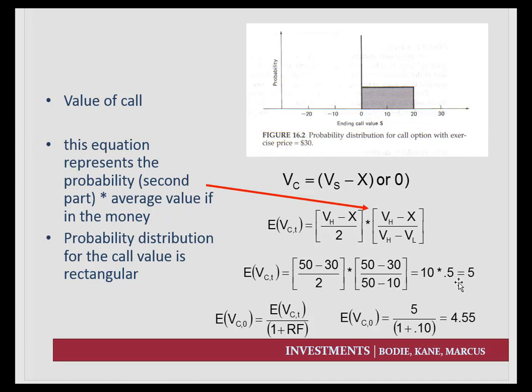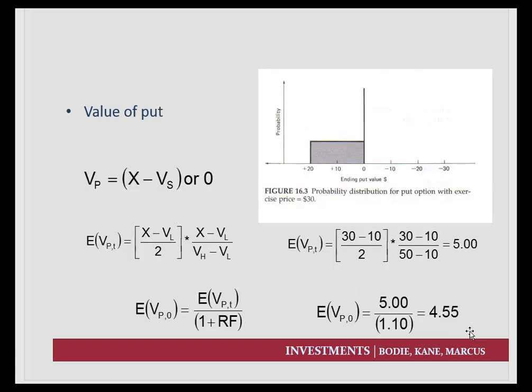So in the end, we have that the expected value in the future, 1 year from now, of the call is $5. Of course, we have to find the present value of that. The present value of this call is $4.55. That's what it should sell for. What about the put? Again, we go through the exact same calculations, except now the put's only going to have value less than $30. And again, the value of this put is still $4.55, going through the same mathematical process.